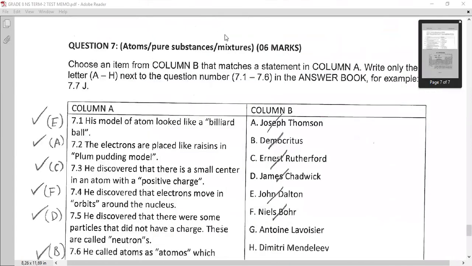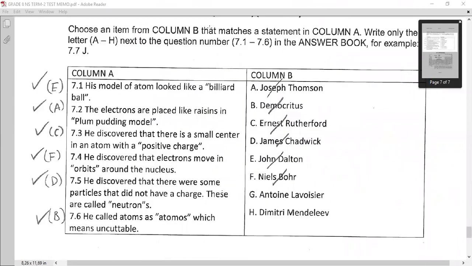Question 7. I just want to finish this and then we are done. These are about the models of atom I discussed. It is somewhere at the beginning. If you check on Google Classroom, you are going to see that. I just want to answer this quickly and then we will be done. What we need to do is, it's also matching. You just need to write 7.1e, 7.2a, 7.3c. That's how we answer the question.